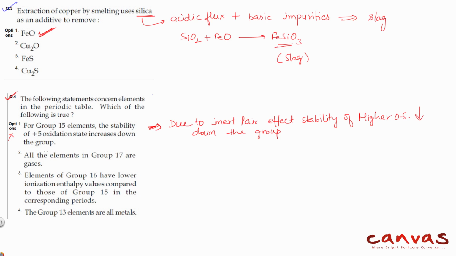Second, all the elements in group 17 are gases. Bromine is a liquid. So they are not all gases.